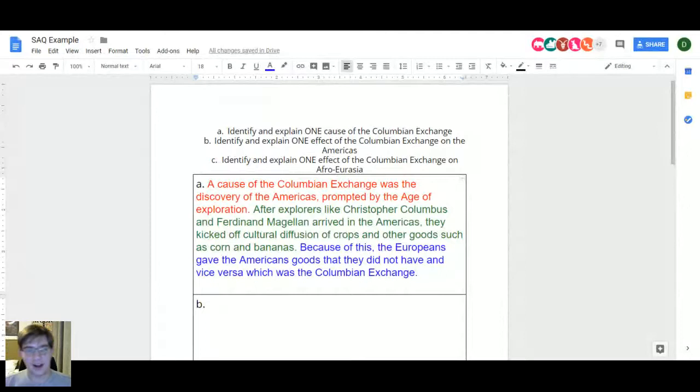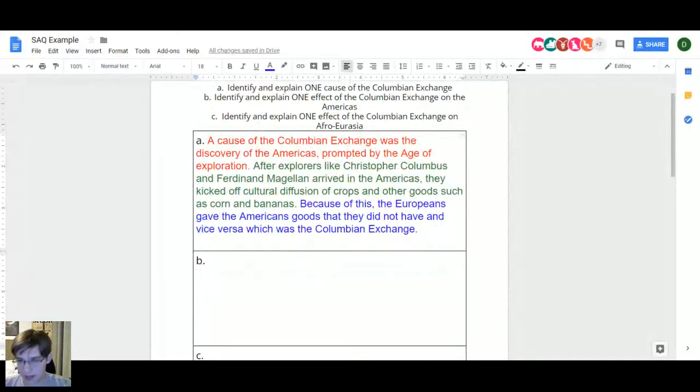All right, so let's start taking a look at the next part. Identify and explain one effect of the Columbian exchange on the Americas. First, give me your answer. Actually, for this one, drop your full short answer question, three to five sentences. I'm going to then pick one and go through it.